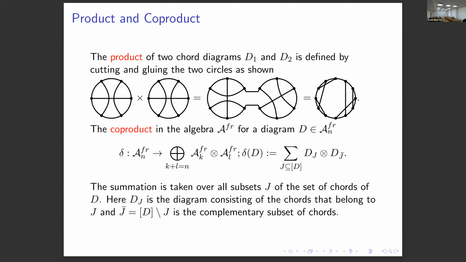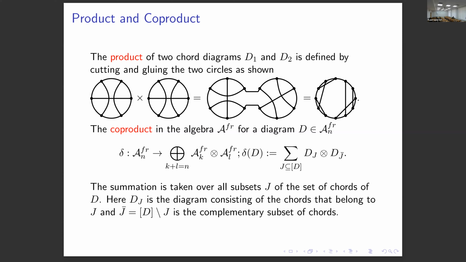The product in the chord diagram space is defined by taking 2 chord diagrams D1 and D2, cutting D1 at some place and cutting D2 at another place, and gluing these 2 diagrams together. You can see that this definition depends on where you cut in the first diagram and where you cut in the second diagram. But actually, if you work modulo the Fortune relationship, this definition is well defined.